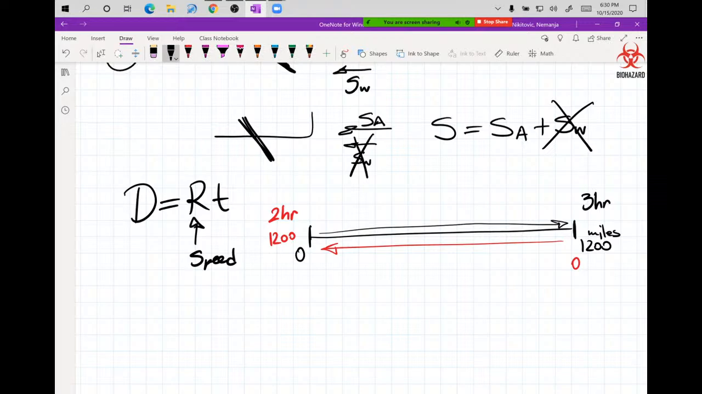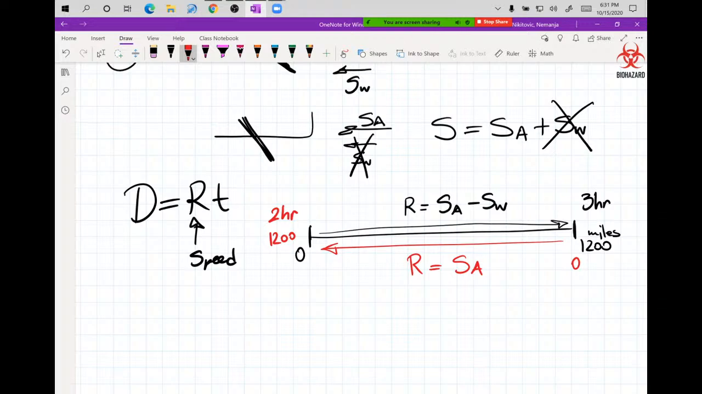Well, the rate on this one, on the black one, is going to be the speed of the airplane minus the speed of the wind, because the airplane goes against the wind. Coming back, the rate is just the speed of the airplane. Wind is not helping at all because there's no wind.